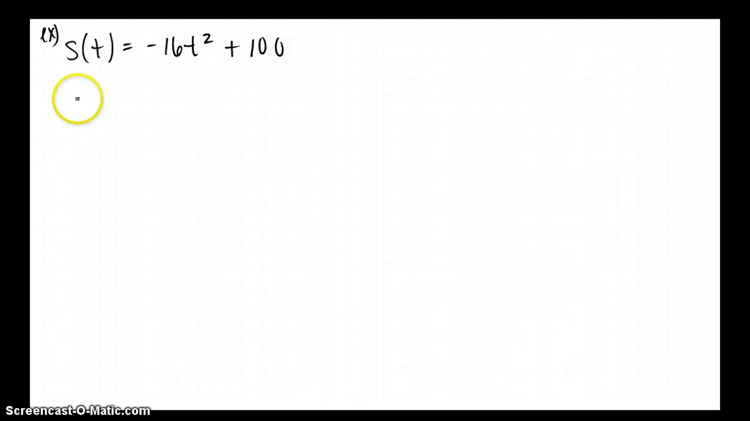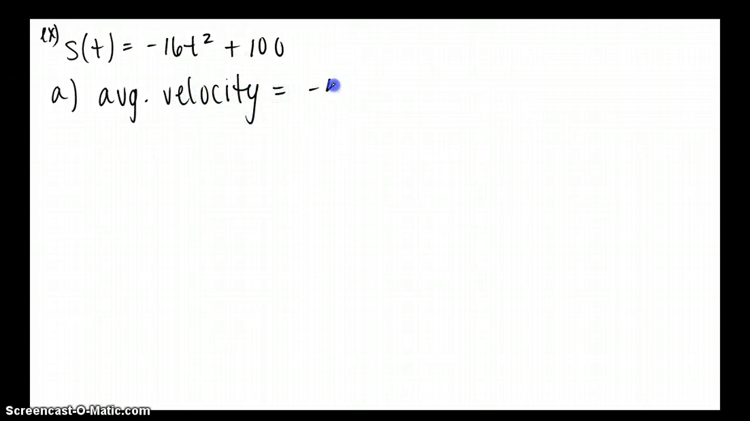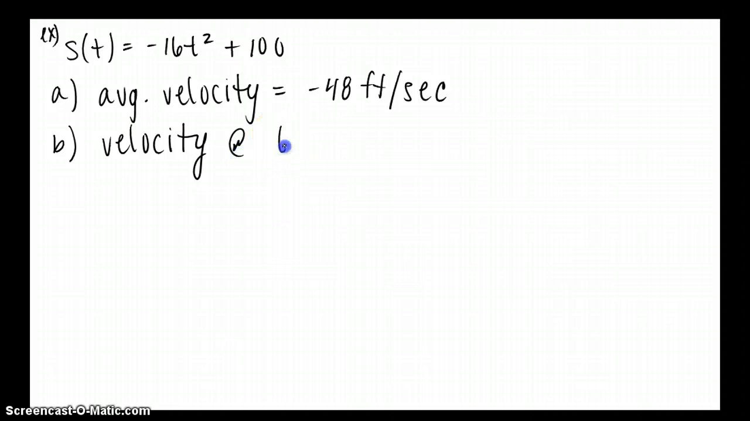Alright, so let's finish with our example. We had this position function, negative 16t squared plus 100. I asked you for the average velocity. We found that to be negative 48 feet per second. And now what I want you to find is the velocity of the object at exactly 1 second. So notice instantaneous velocity is not written.